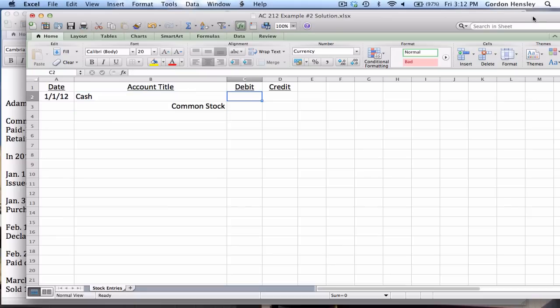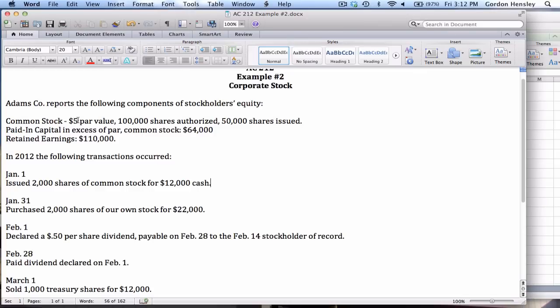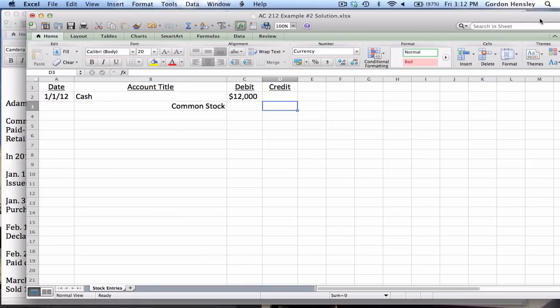Now, on the cash, I'm selling this stock for $12,000. So I will debit cash for $12,000. But when I credit common stock, remember, I'm only allowed to put the par value on common stock. Always remember that. So in this case, if I go back and look, the par value of the stock is $5. So if they issued 2,000 shares, 2,000 times 5, that's $10,000. So essentially we sold $10,000 worth of stock for $12,000. We sold it a little bit above par.